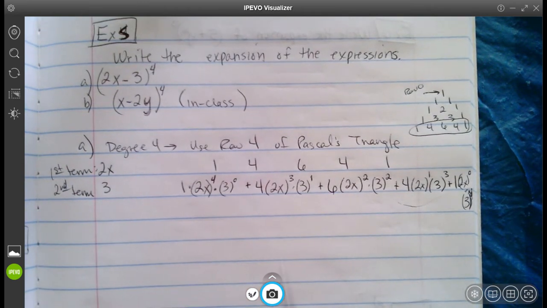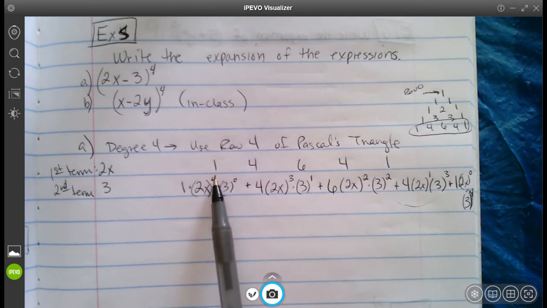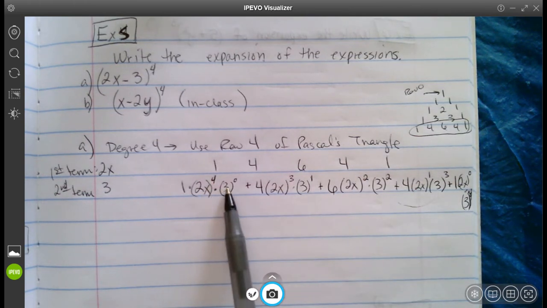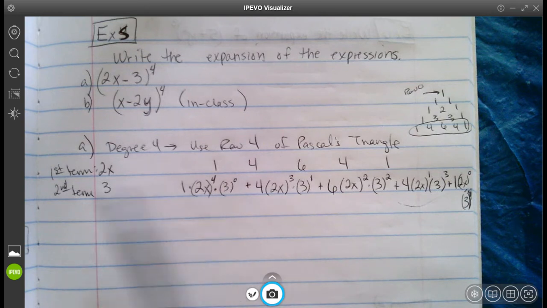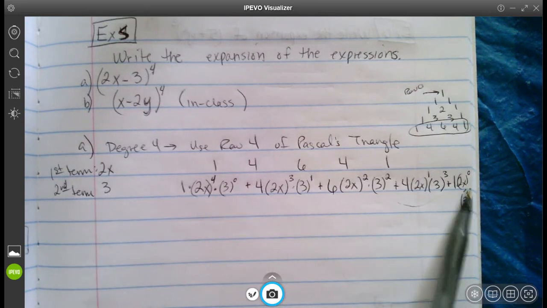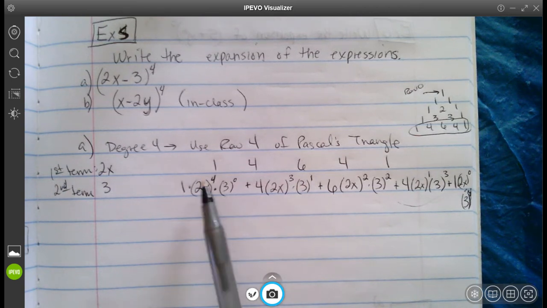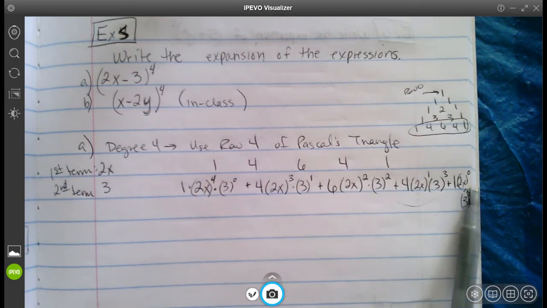And yeah, so you'll notice that all of my 2x's are going in descending order: 4, 3, 2, 1, 0. And my second term, which is 3, is descending the other way. So we have 4, 3, 2, 1, 0. Or you can think of it as ascending this way from left to right.